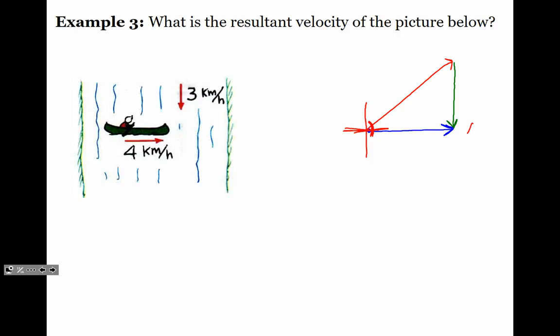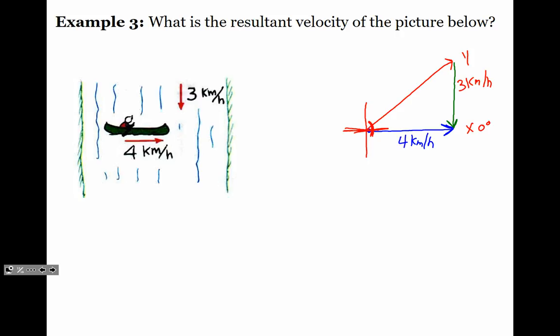This is my x component, which is at 0 degrees. This is my y component. My y is 3 kilometers per hour. My x component is 4 kilometers per hour. So I can find C, my hypotenuse.